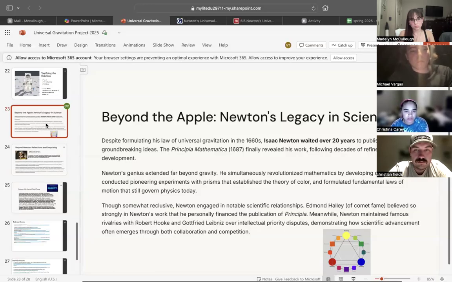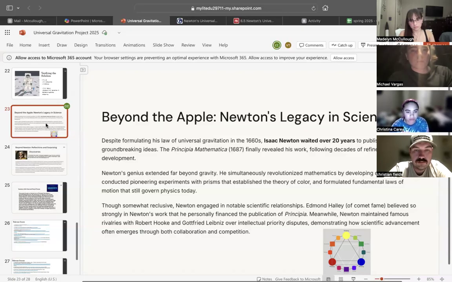Newton's genius extended far beyond gravity. He simultaneously revolutionized mathematics by developing calculus, conducting pioneering experiments with prisms that established a theory of color, and formulated fundamental laws of motion that still govern physics today.